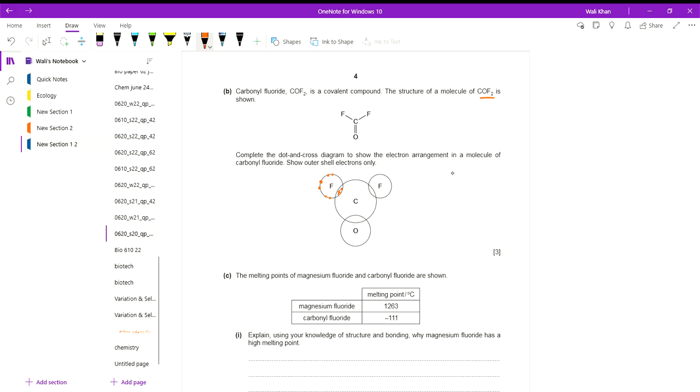One dot and one cross. Okay, so here it will be the same way. With carbon, it has a double bond, so we make a double bond here. Got it?